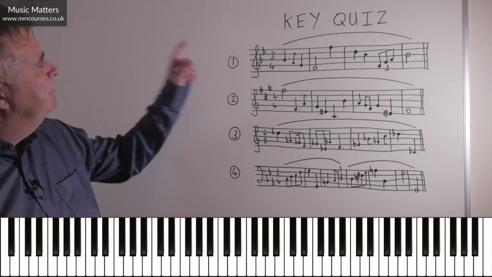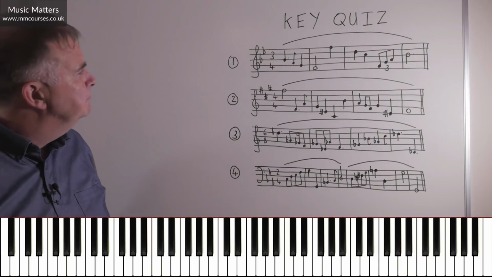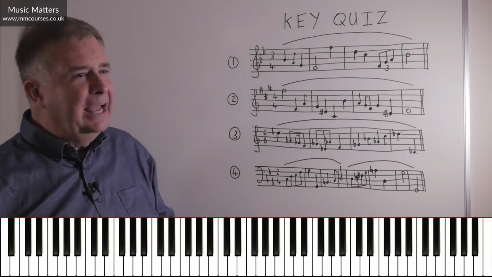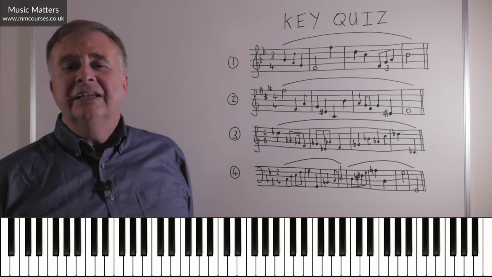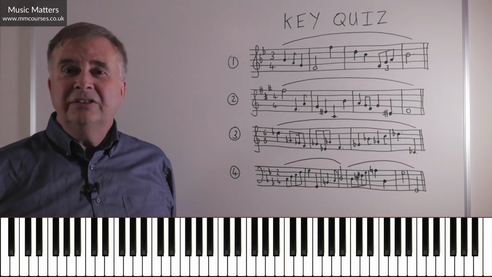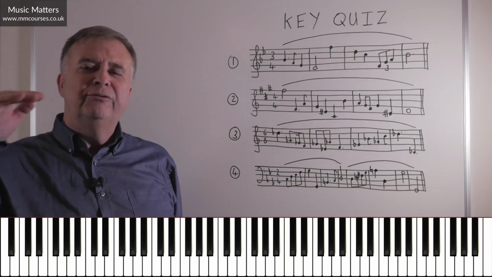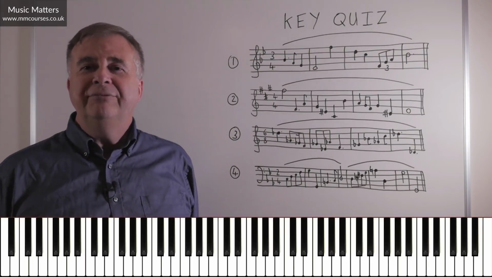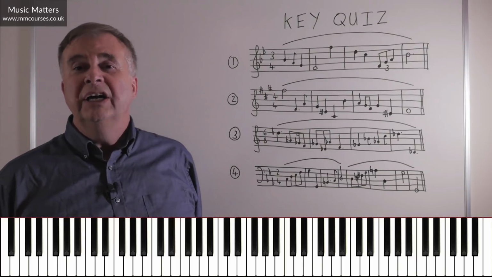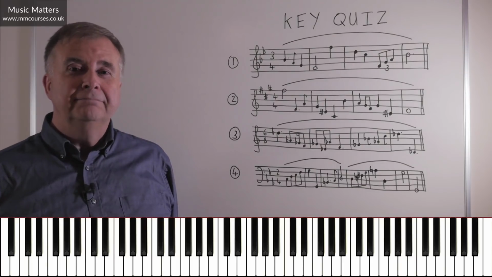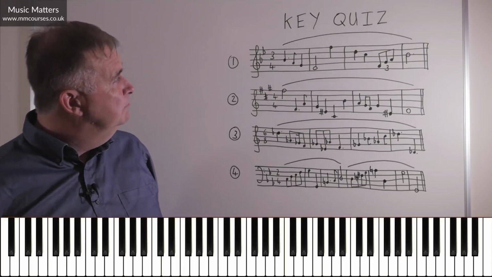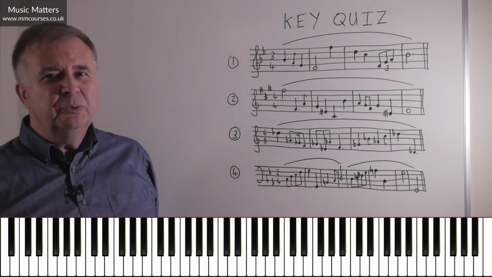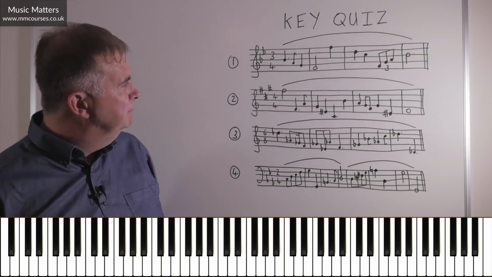Now, let's have a look at melody number one. We've got two flats in the key signature, B flat and E flat. So on the circle of fifths, you'll see that two flats is flagging up two possible keys, B flat major or G minor. So which do we think it is? Do we think it's B flat major or do we think it's G minor?